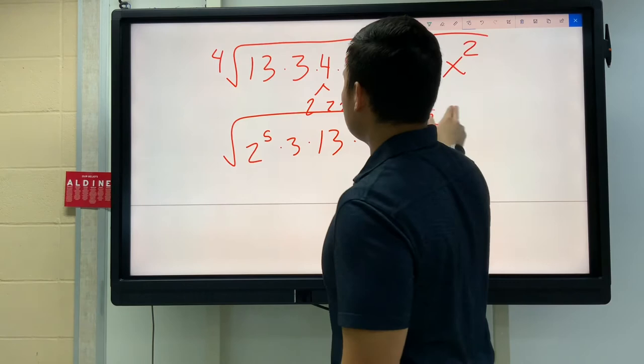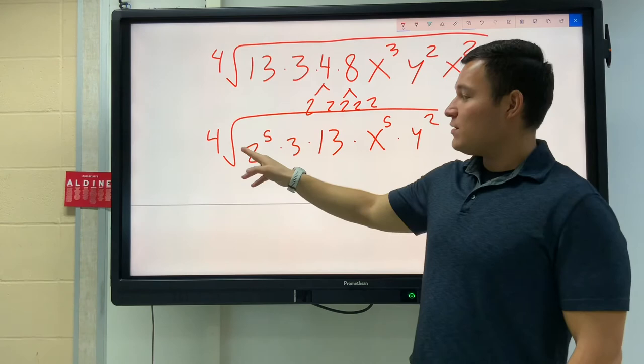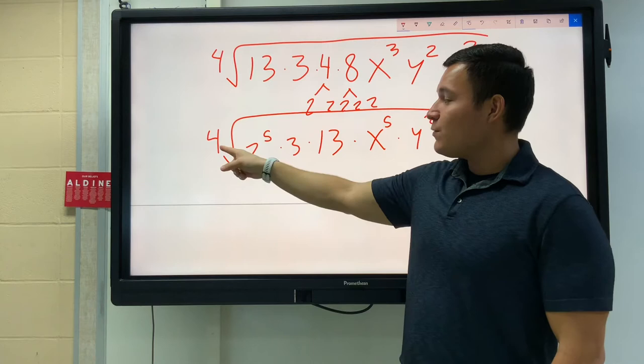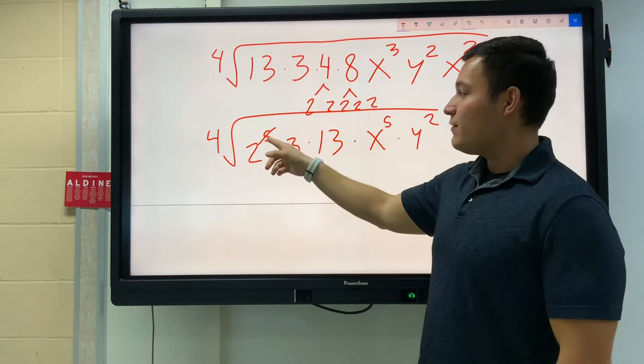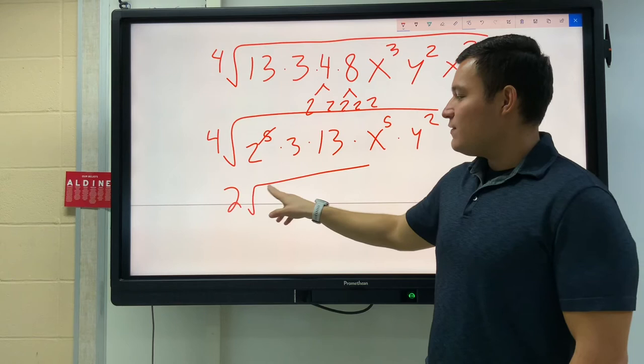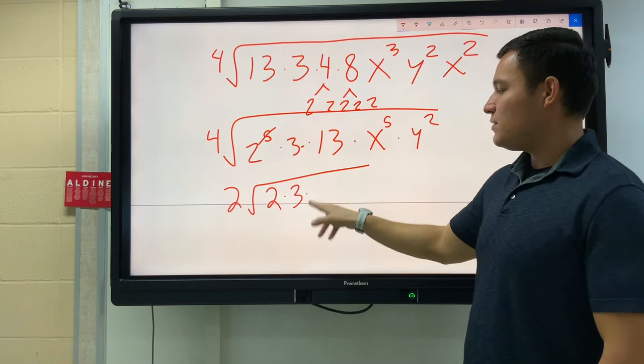The fourth root wants 4 of a kind. How many 2s do you have here? You have 5. So instead of expanding it like I was in the last examples, you can just say this 4 is going to cancel out. It's going to grab 4 of these 5 2s. We can take 4 of those and pull them out as a single 2. 5 minus 4 is going to leave a single 2 inside. The 3 and the 13 have to stay. They don't have a large enough exponent to be removed from the radical.